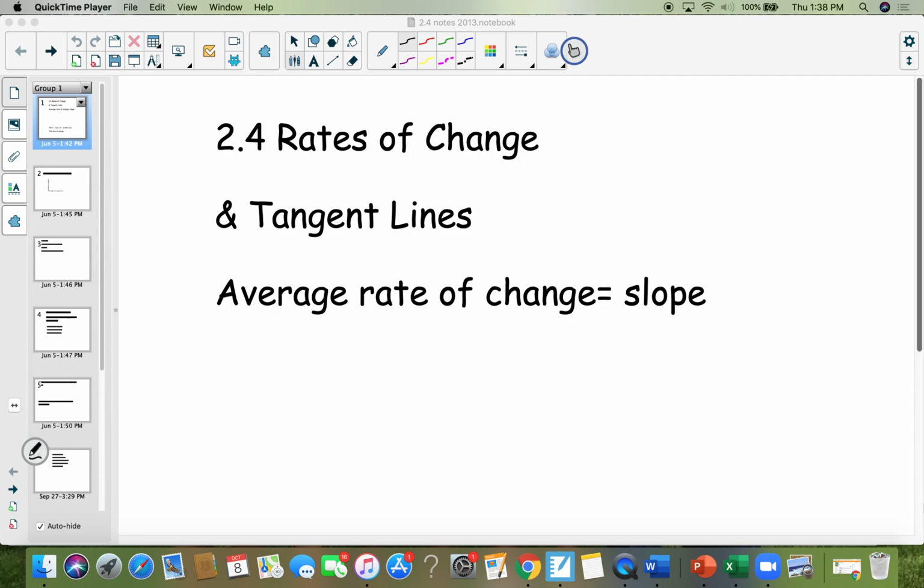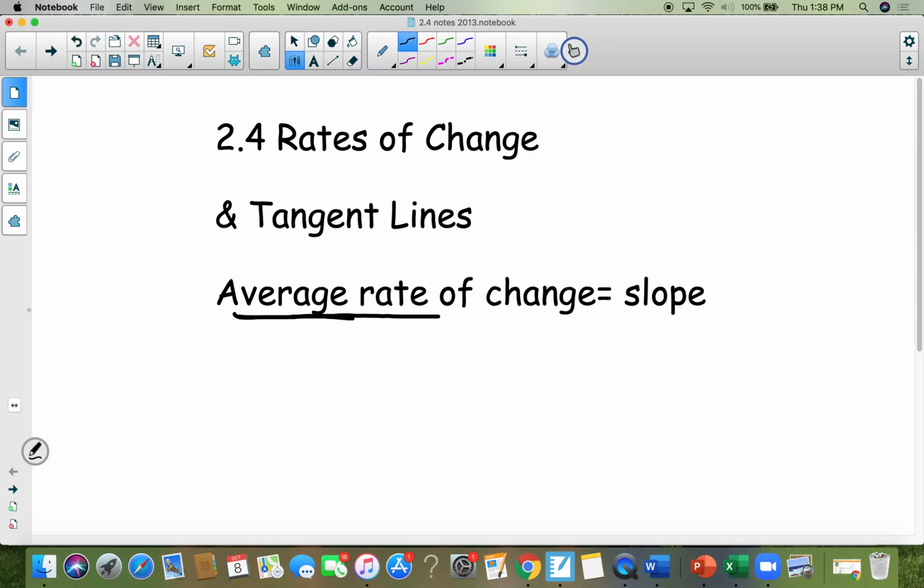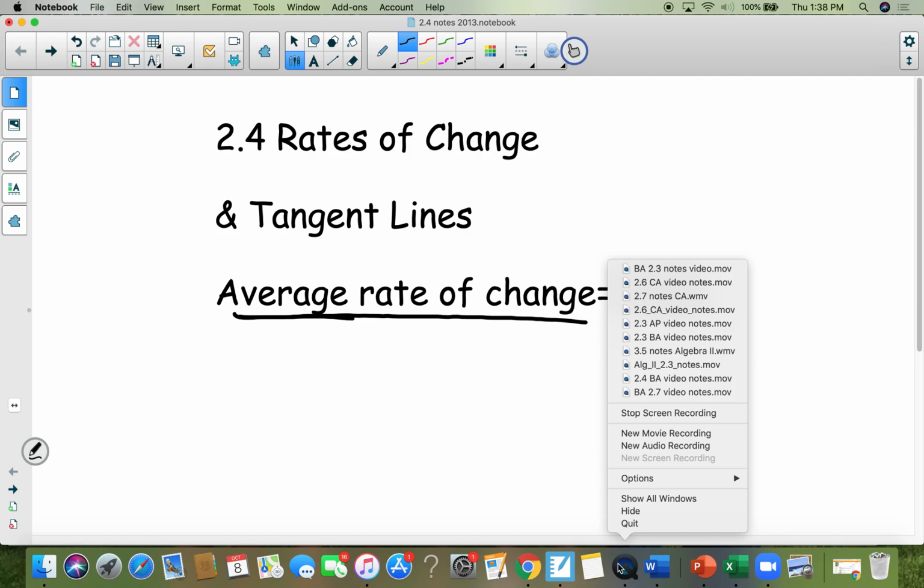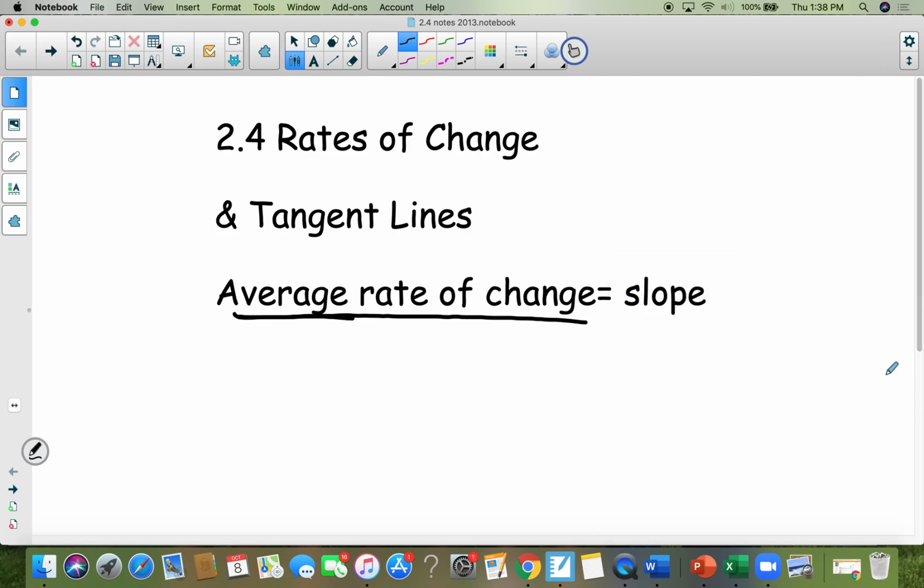Of change and tangent lines. So when you hear the words "find the average rate of change" on the AP test, those words mean to find the slope. Okay, so let's draw a little picture of this.